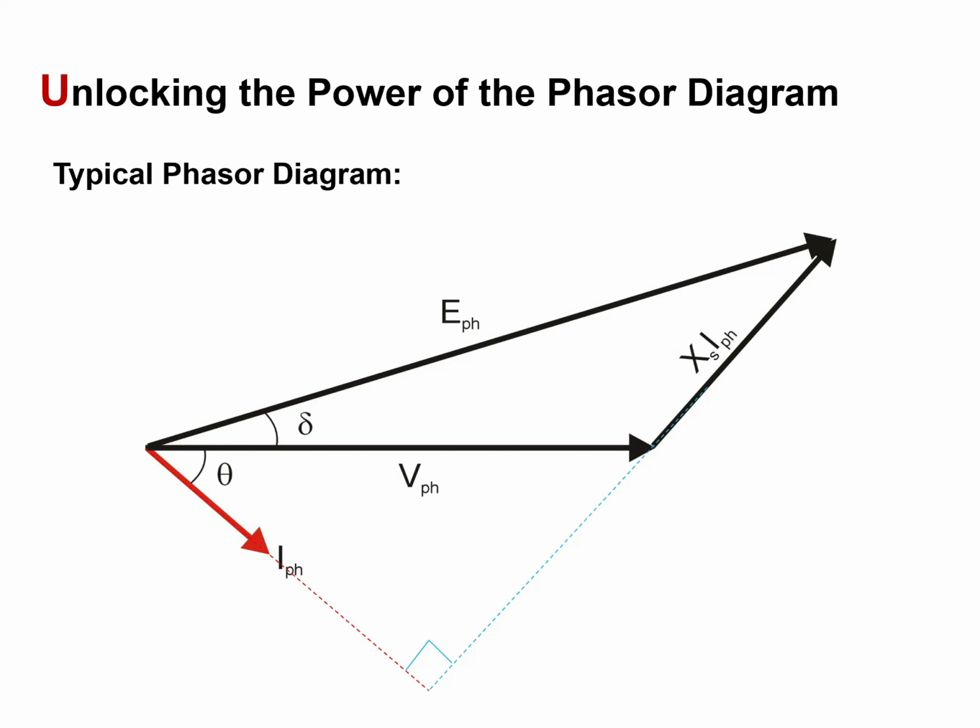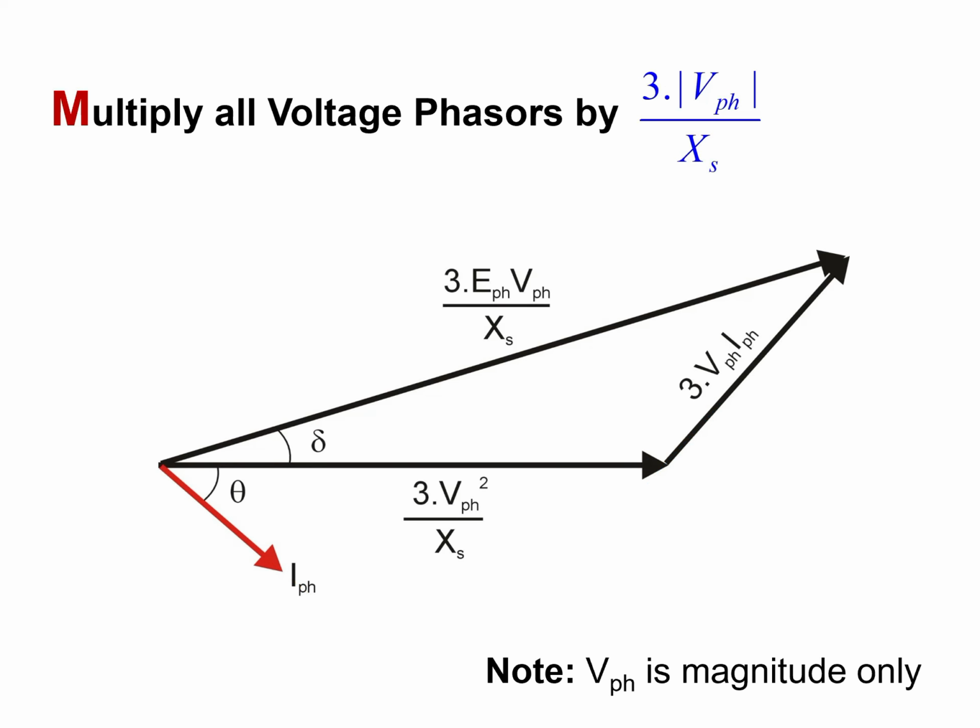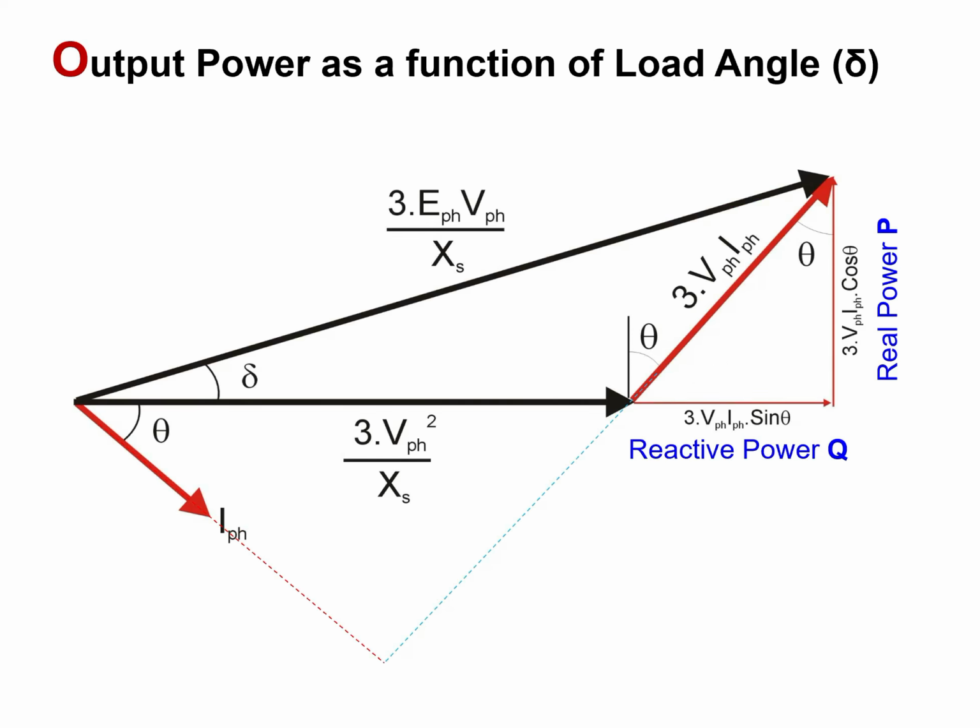All right, so let us see how this phasor diagram is connected to the phasor diagram of the real power, the reactive power, and the apparent power. So let us assume that we have multiplied every voltage component that you see here by 3 times the magnitude of the phase voltage divided by XS. Notice that this would lead to this diagram.